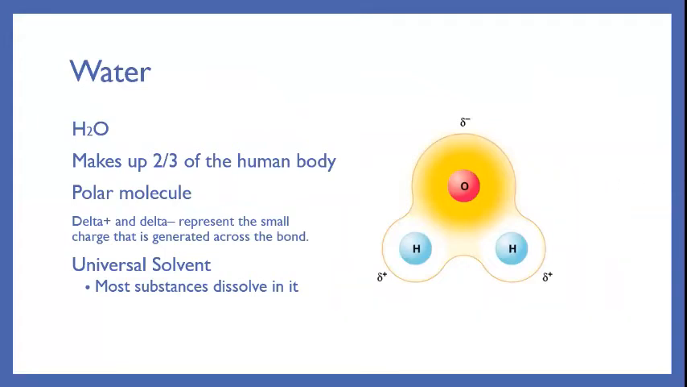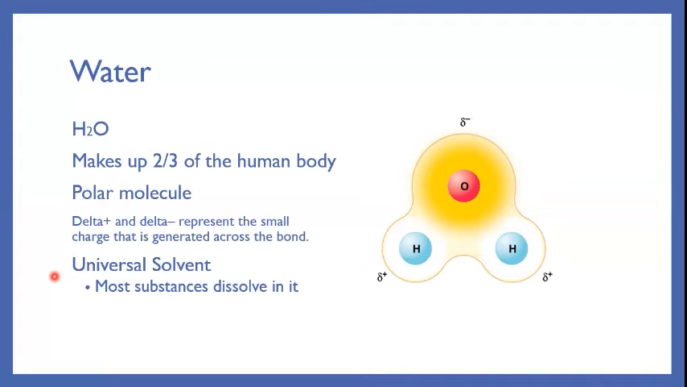Now this small detail, the partial positive and the partial negative, is pretty amazing. Without it, you would not exist right now. This molecule is called H2O. It has 2 hydrogens and 1 oxygen, and it can make up to 2/3 of the human body. This is a polar molecule, like we just said, and the delta plus and the delta minus represent that small charge generated across the bond. Because of that polar charge, water is a universal solvent. This means that most substances dissolve in it.